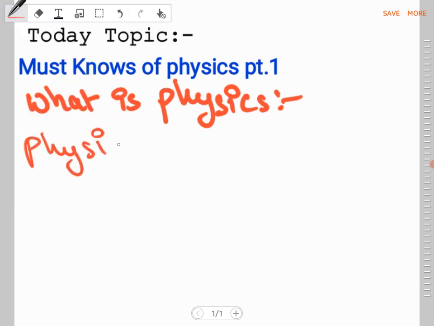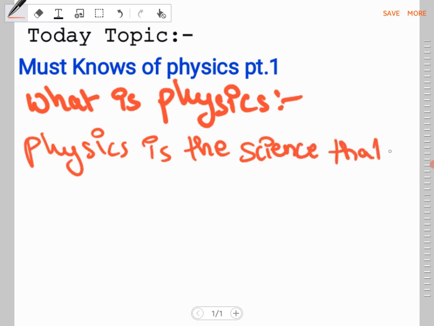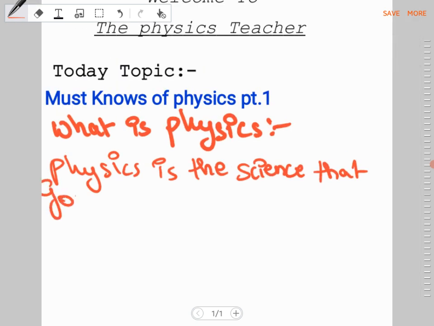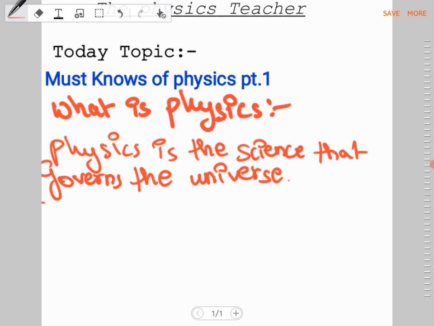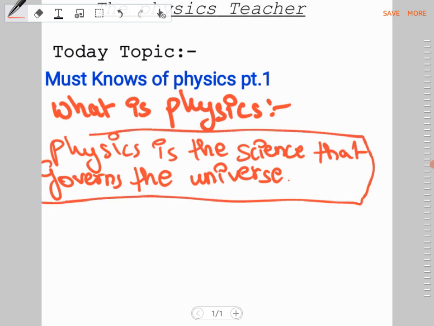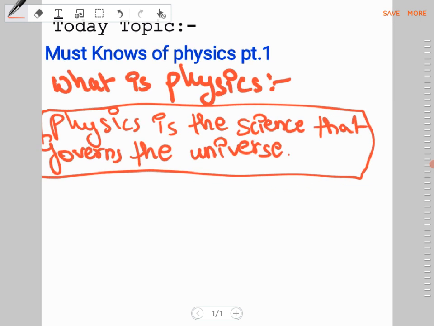Physics is the science that governs the universe. So this is the basic definition of physics. Physics is the science that governs the universe.